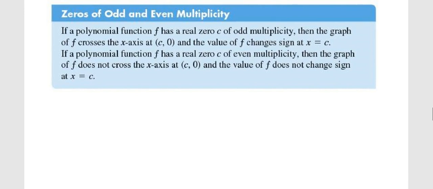If a polynomial function f has a real zero c of odd multiplicity, then the graph crosses, right? That's what we said. It crosses, so it is cutting through the axis. If a polynomial has a real zero c of even multiplicity, the graph does not cross the x-axis.